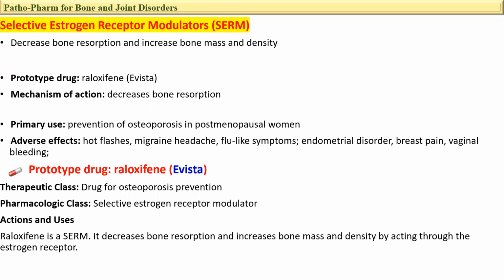Now, SERMs, or the selective estrogen receptor modulators, are a group of meds that decrease bone resorption and increase bone mass density, and may be either estrogen agonist or antagonist, depending on the drug or tissue involved. The prototype drug for this group is raloxifene, Evista. Mechanism of action: it decreases bone resorption and increases bone mass and density by acting through estrogen receptors.